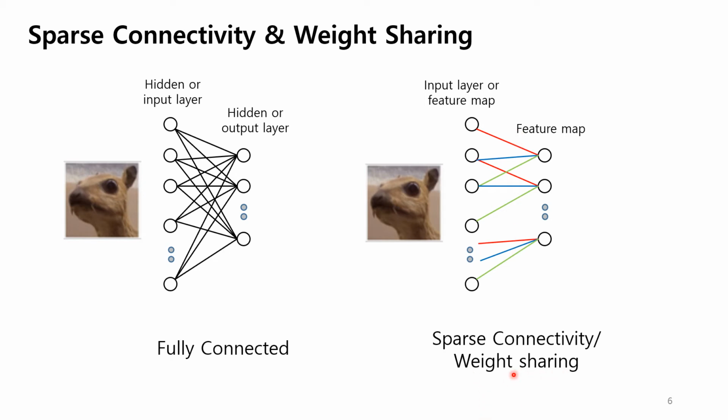So there are two differences between the way we connect nodes in a traditional neural net and a CNN. The first one is sparse connectivity: each node in a feature map is connected to a small portion of another layer, in this case the image. The second property is that each node's weight values, sometimes called a filter or kernel, are identical across different nodes in the same feature map. That's called weight sharing.